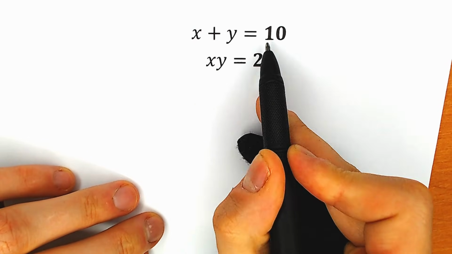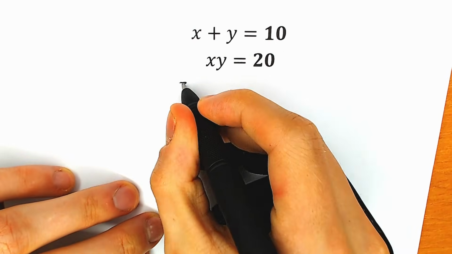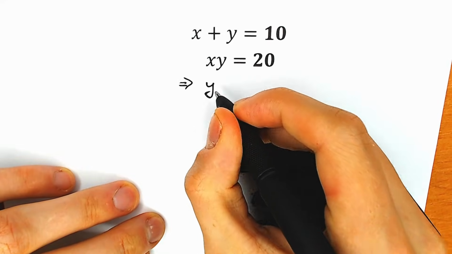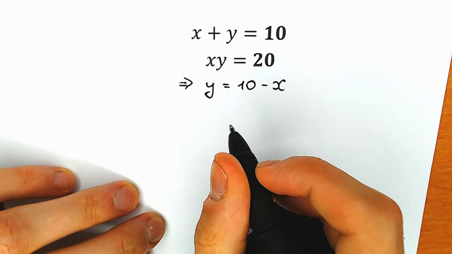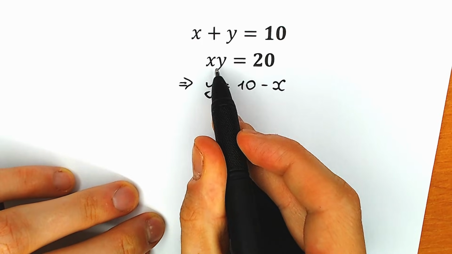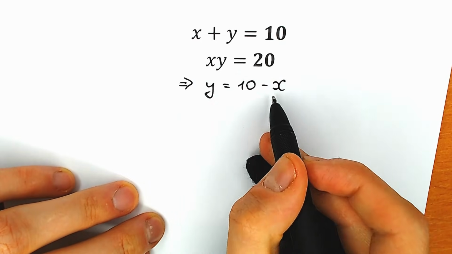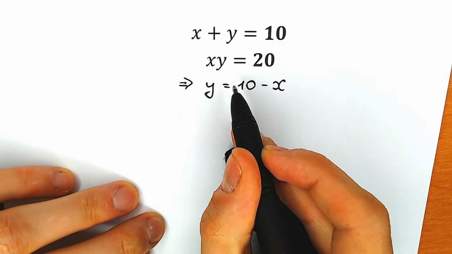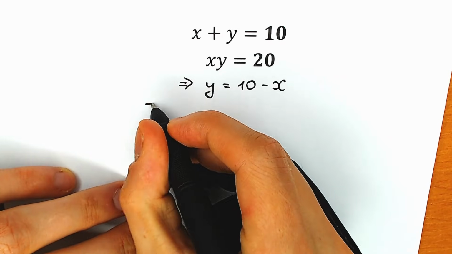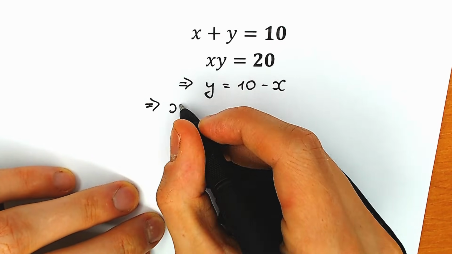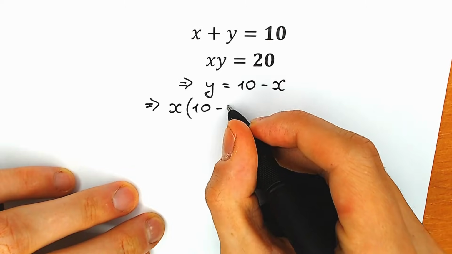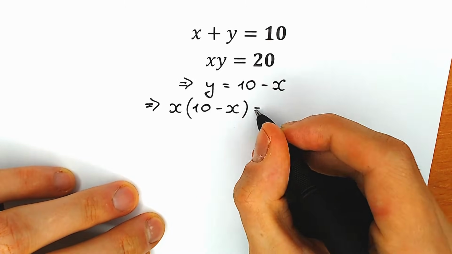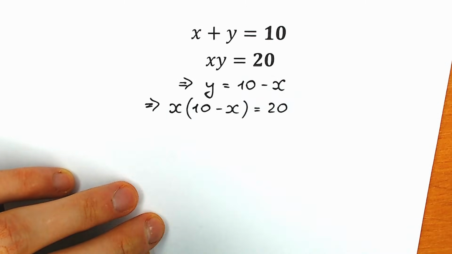So y equals 10 minus x. This is our first step. And right now, let's plug in this y into the second equation, but not y, 10 minus x. Instead of this y, we plug in 10 minus x into the second equation. So let's do it. So we have x times 10 minus x equals 20. Right now, let's simplify this real quick.